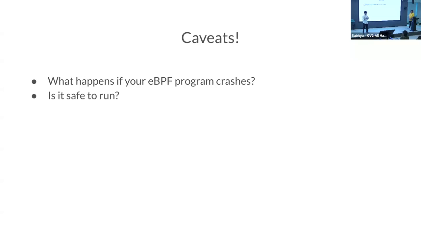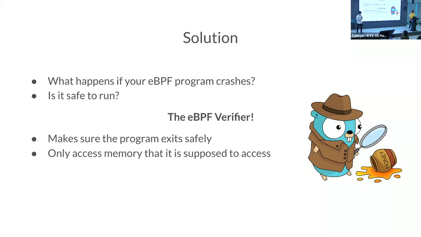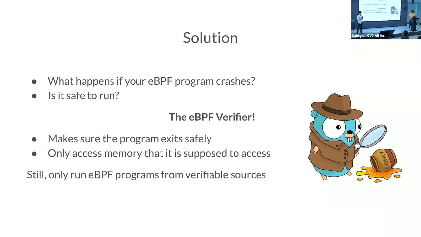If it crashes, it can bring down the entire system. Is it safe to run? Since it has access to a lot of privileged data structures, and it can also view all the events that are happening in your kernel, it can potentially be used to snoop around and get information that you don't want it to have. Here is where the eBPF verifier kicks in. I won't be covering a lot in detail, but it's a great thing to read up on. But basically what it does is that it makes sure that the program exits safely and only accesses memory that it's supposed to access. Still, when you're running eBPF programs, you should make sure that it's from verifiable sources.